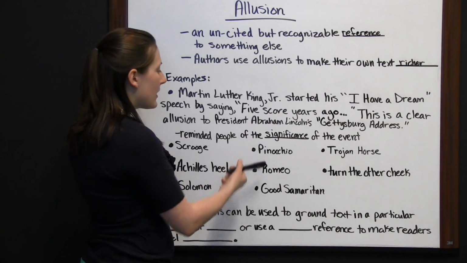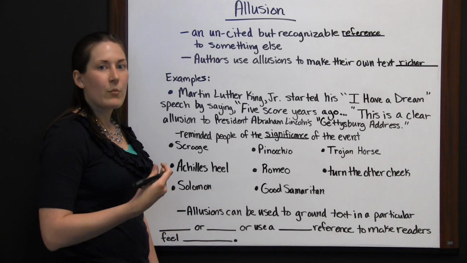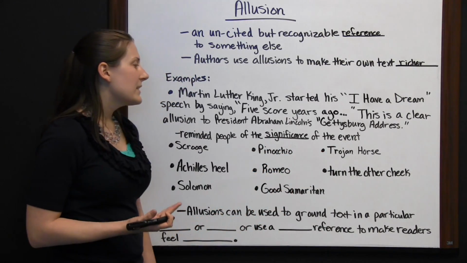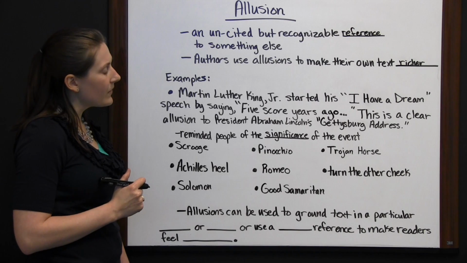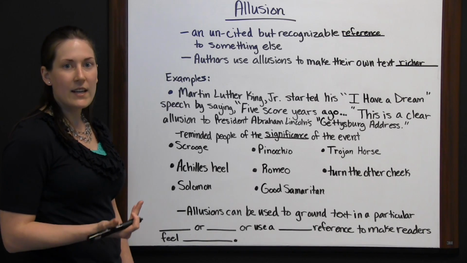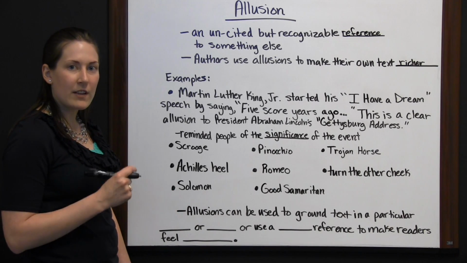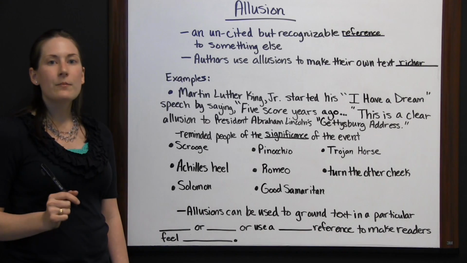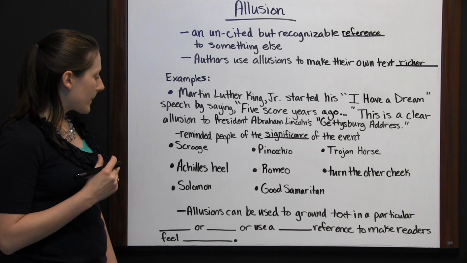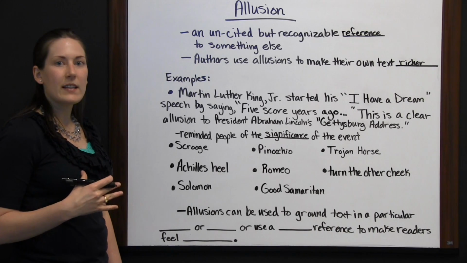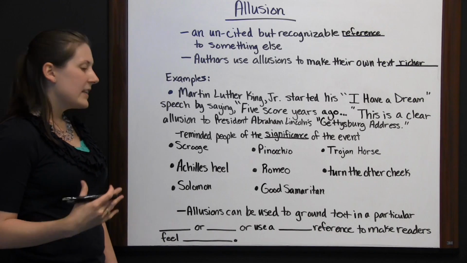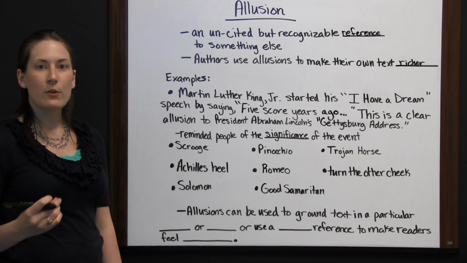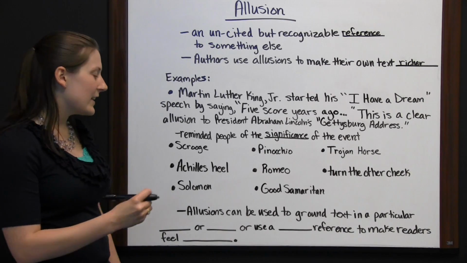If you see Pinocchio, it's a reference to someone who is lying. If you see a Trojan horse, it means someone who, or something that is a trick. It looks like the real thing, but really there's a trap concealed inside. An Achilles heel is a reference to Achilles from Greek mythology, and his heel was his one weak spot. So your Achilles heel would be your weak spot, where someone could really get to you.